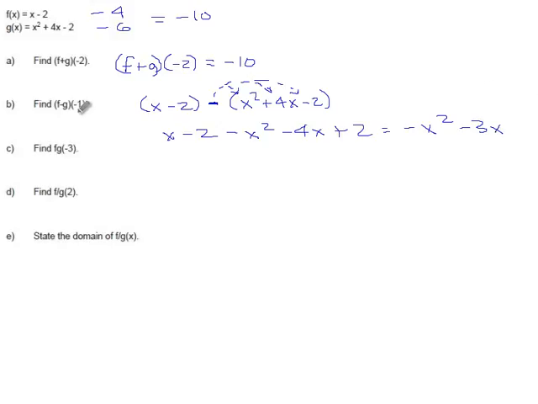And now they're asking us to plug minus 1 into that. So minus 1 squared minus 3 times minus 1, which is minus 1 plus 3 should be 2. So total of 2 for all that.